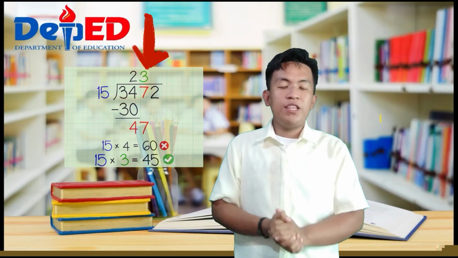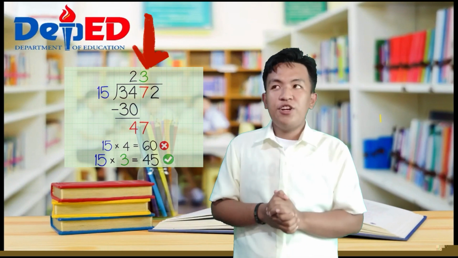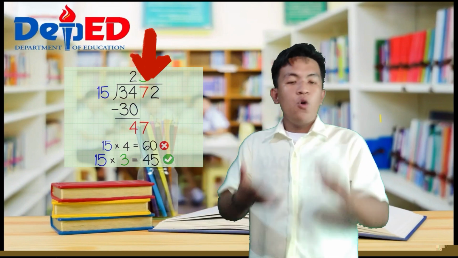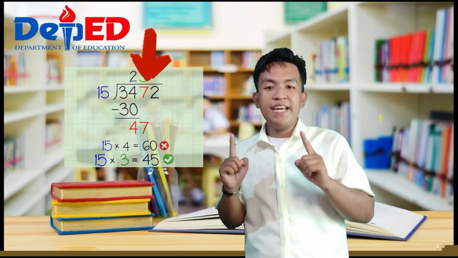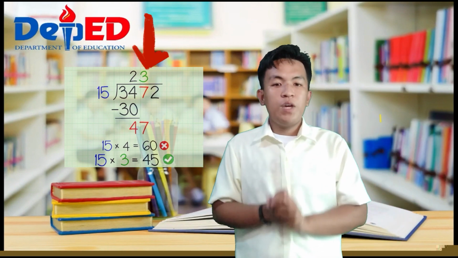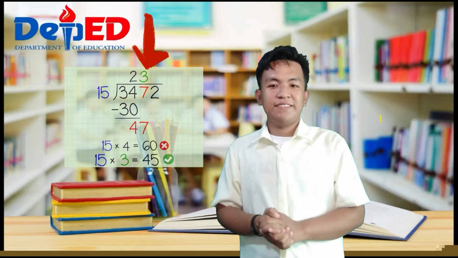If we ended up with a small problem like 13 divided by 15, with the first number smaller, we would need to bring down the third digit before we could solve it.